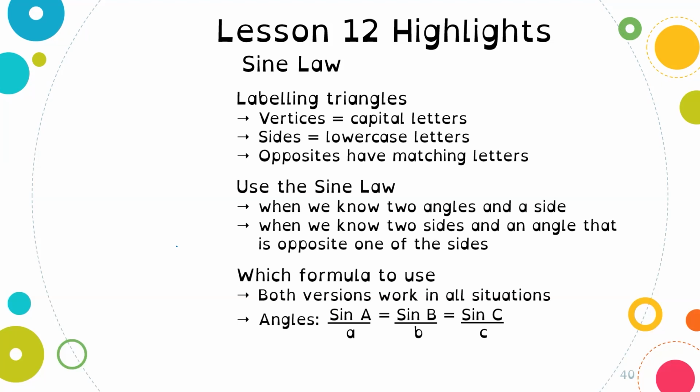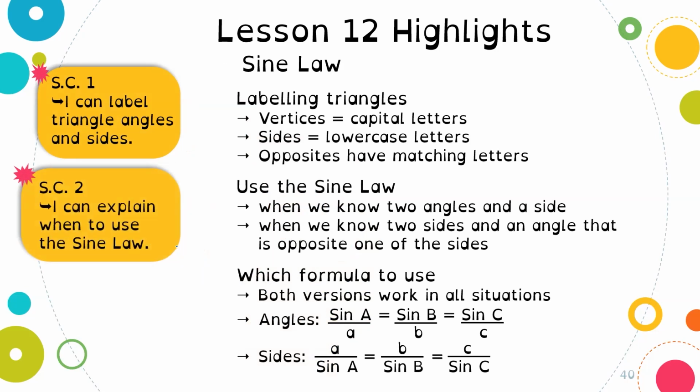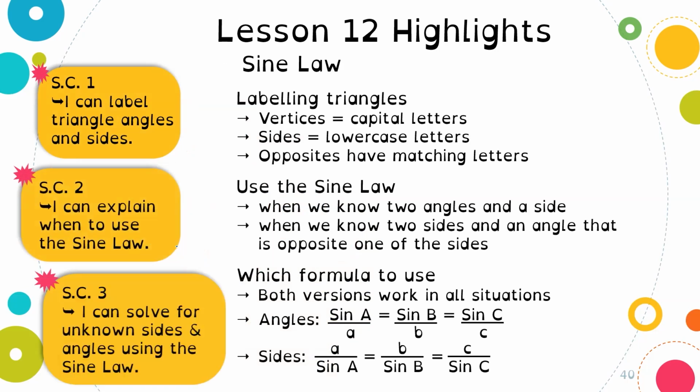But if you're looking for an angle, having the angle part on top is going to make your life easier. So sine A over A equals sine B over B equals sine C over C. And if you're looking for sides, having the side on the top makes your life easier. So A over sine A equals B over sine B equals C over sine C. So hopefully you are comfortable with your success criteria now: that you can label the triangle angles and sides, you can explain when to use the sine law, and you can solve unknown sides and angles using the sine law.